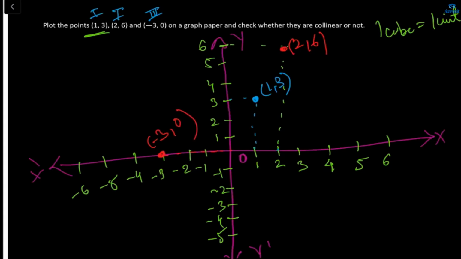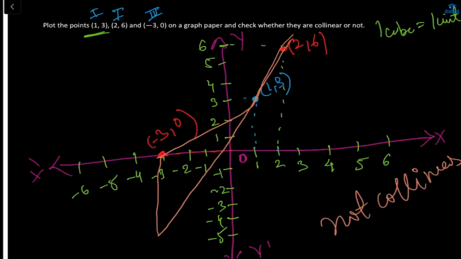Now, can anybody tell whether these points are collinear or not? Are they going to lie on the same line? No, they are not, because if you join them, these two points lie on a line, but this point cannot come on the same line. If we join the points, we have to make some zigzag like this. So these points are not collinear. Any doubt in this question?